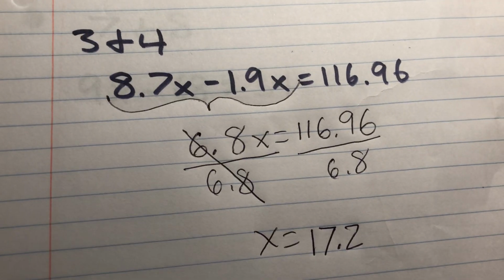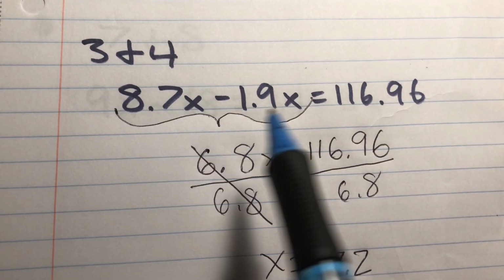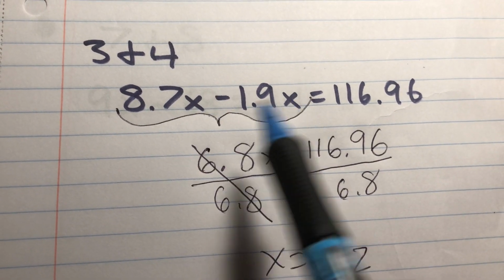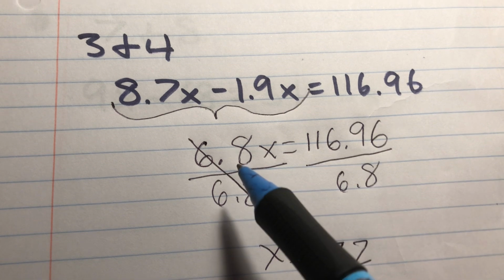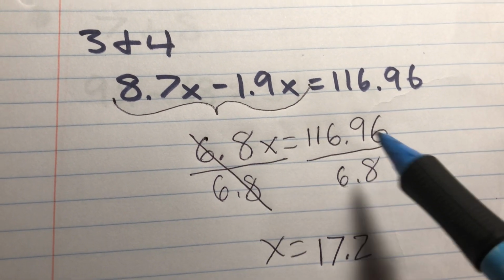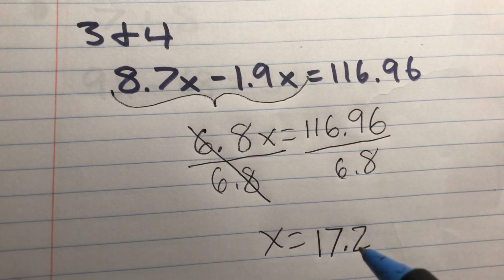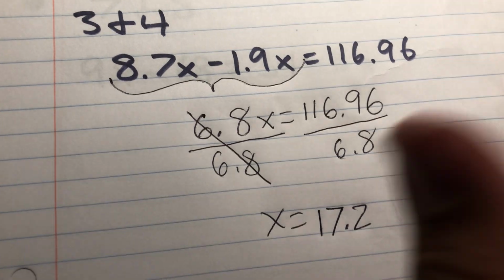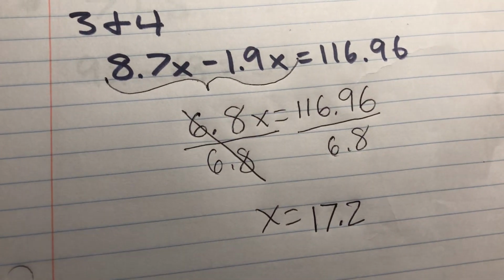So again, we combine these like terms. That's a positive and that's a negative, so when we combine them, they subtracted. Gave us 6.8. Then we divided by 6.8 on both sides, and we got x equals 17.2. This is going to be a trend that you're going to notice in the other side.